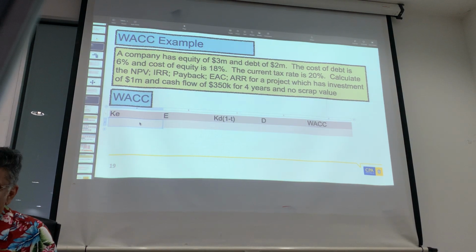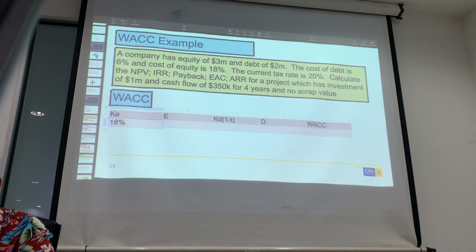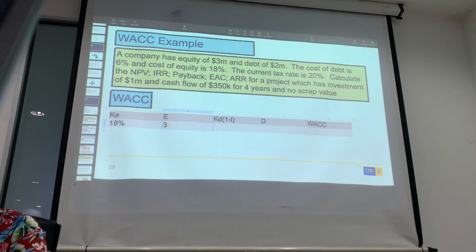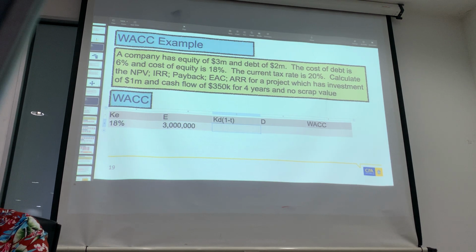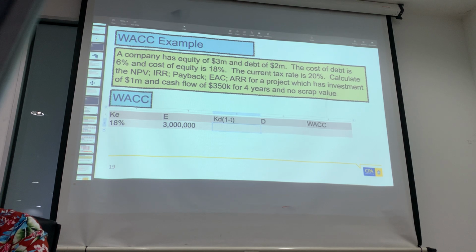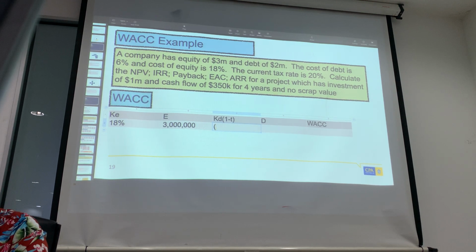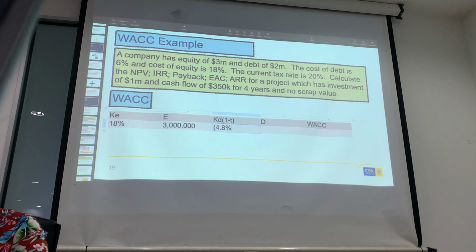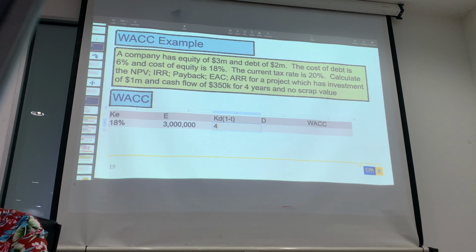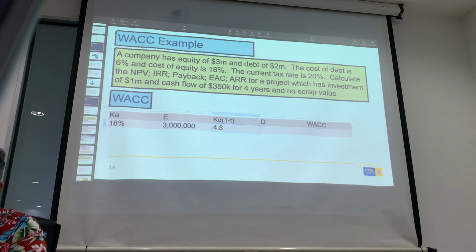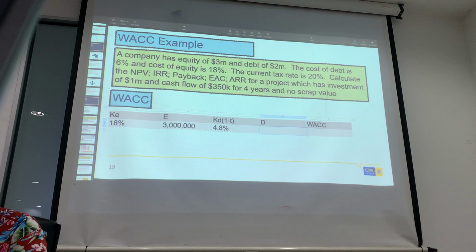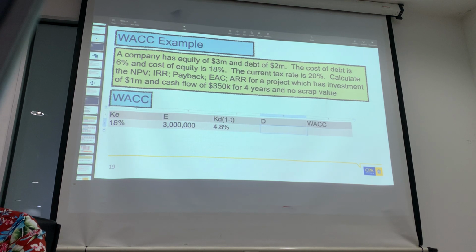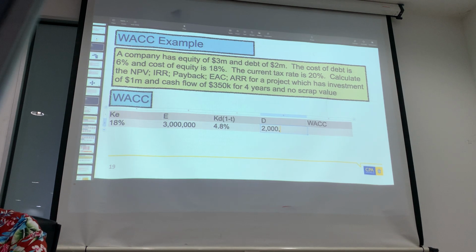How much is the cost of equity? It is 18%. Equity is how much? 3 million, alright? Okay, cost of debt times 1 minus T is going to be 6% times 0.8, so it's going to be 4.8%. Am I right? Correct, guys? Just double check. Yes, correct, 6 times 0.8. Debt is 2 million.